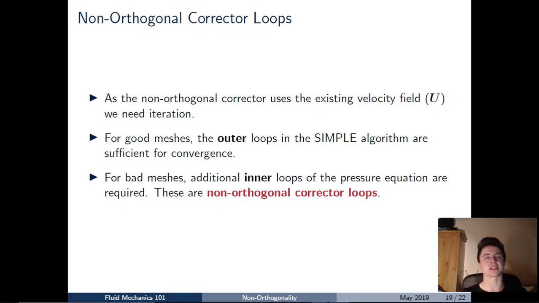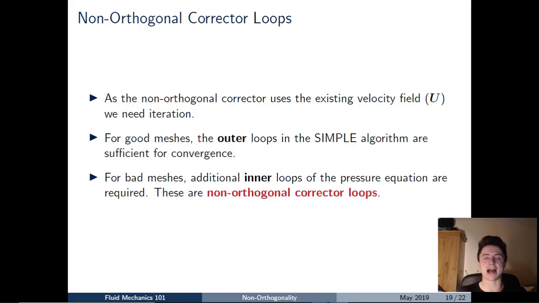And what that means is that when we compute a velocity field with the momentum equations, we can keep that velocity field and solve for pressure, turbulent kinetic energy, for example, temperature, species transport equations, and we can keep that same velocity field until we move around to the next outer loop of that SIMPLE algorithm, when we compute the next velocity field and update our non-orthogonal corrector. And we do that if our mesh is good. That tends to be sufficient.